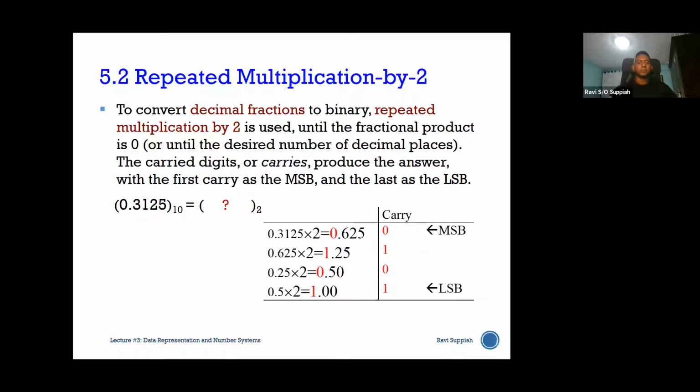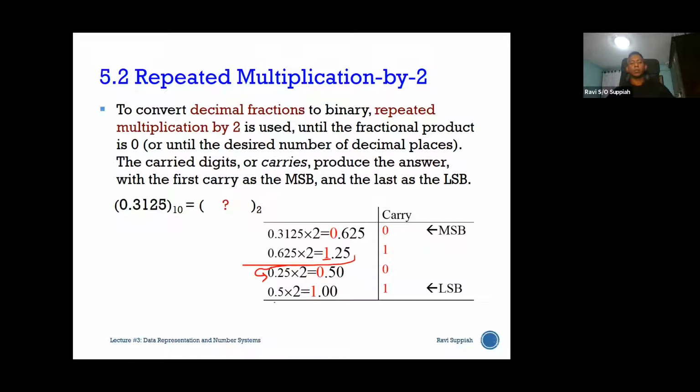Okay. So as you can see here, first step is you multiply by 2, you get 0.625. Then you multiply by 2, you get 1.25. So whenever the first digit becomes a 1, you put that 1 as your carry, and then you remove it for the next calculation. So from here to here, you can see that I have removed the 1. So only left is 0.25.